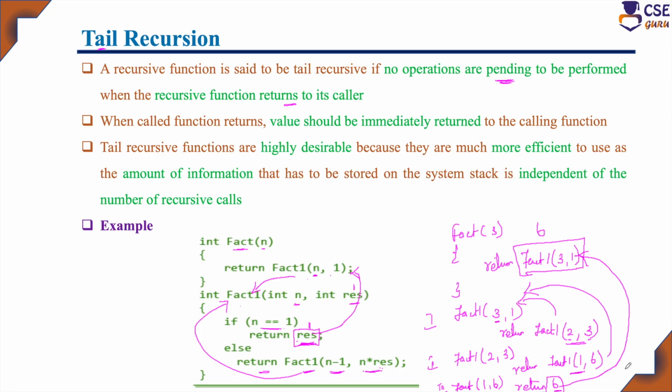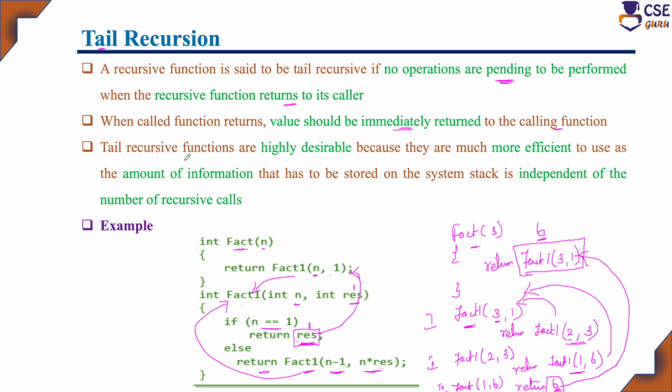So when it is returning to the calling function, here there is no pending operation, only the result is returned. There is no pending operation, directly the value was returned. So this is called tail recursion. When the called function returns, the value should be immediately returned to the calling function. Here fact1 is the called function, and here this fact is the calling function. Within this function only, fact1 is called. And here fact1 finally carries the return result 6. The value should be immediately returned. There is no pending operation. The direct value is returned to the calling function.